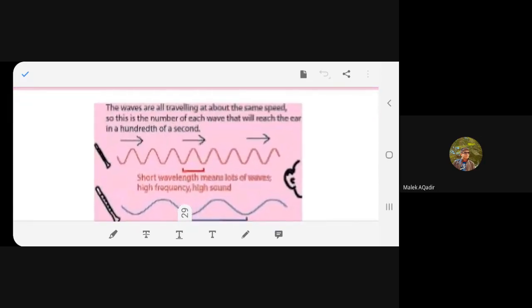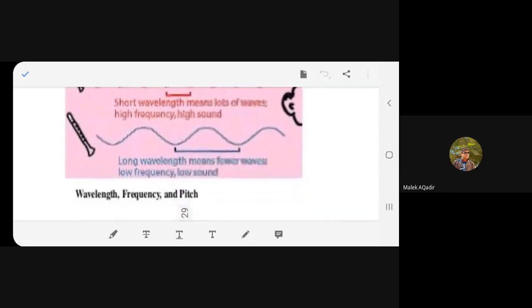The waves are all traveling at about the same speed. So this is the number of waves that will reach the ear in a hundredth of a second. And short wavelength means lots of waves, high frequency, high sound. Okay? And long wavelength means fewer waves, low frequency, low sound.